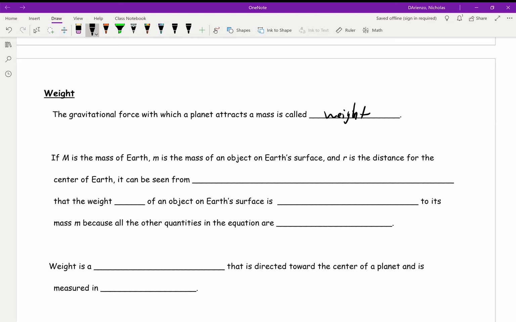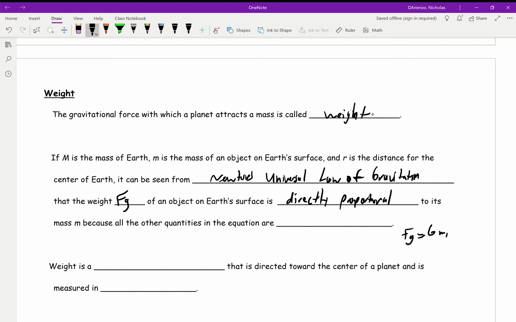So if capital M represents the mass of Earth, and little m is the mass of an object on Earth's surface, and r is the distance from the center of Earth, we can see from Newton's universal law of gravitation that the weight, or Fg, so Fg is going to be representing our weight, of an object on Earth's surface is directly proportional to the mass of that object, because all the other quantities in that equation are held constant.